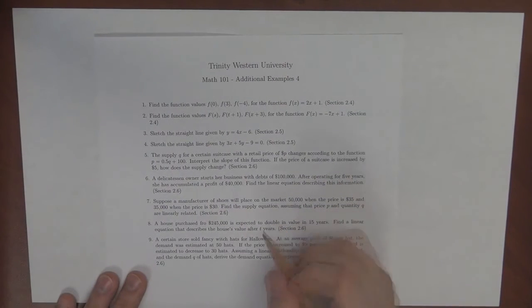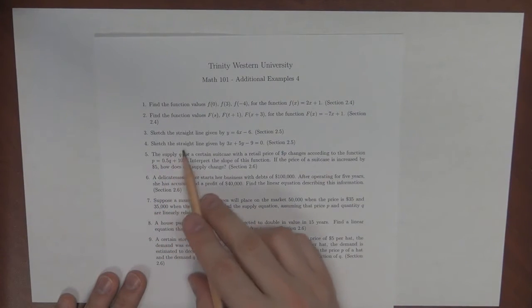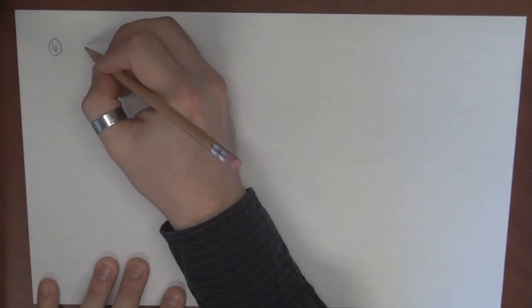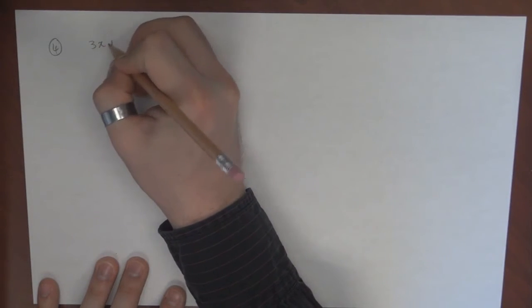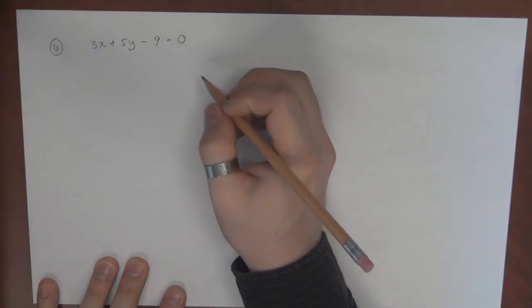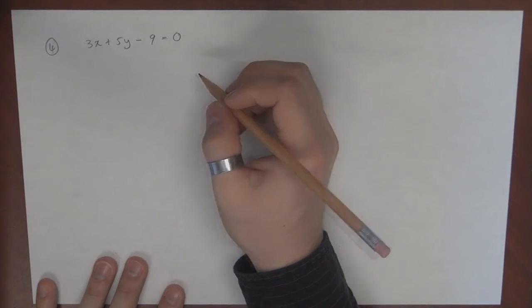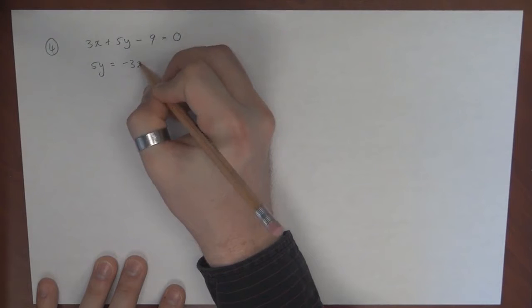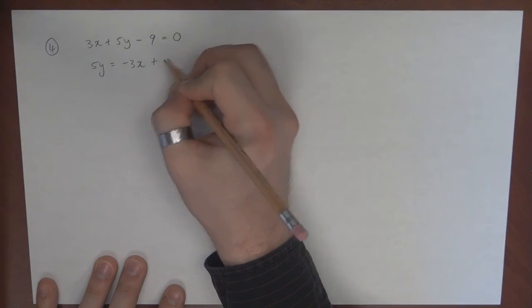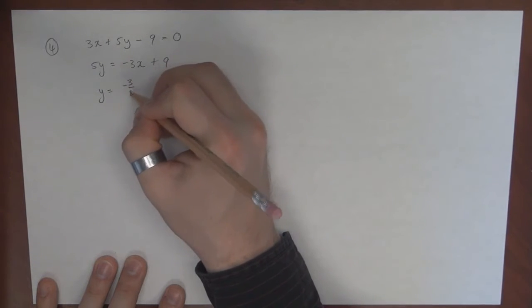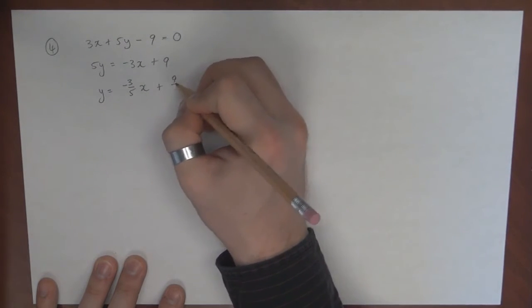For the next one, number 4, sketch the straight line given by this equation. So let's write the equation down for number 4. 3x plus 5y minus 9 equals 0. So I need to get it in y equals mx plus b form, so I have to solve for y. My first step is to get the y term alone on the left. So I can then say y is negative 3 over 5 x plus 9 over 5.